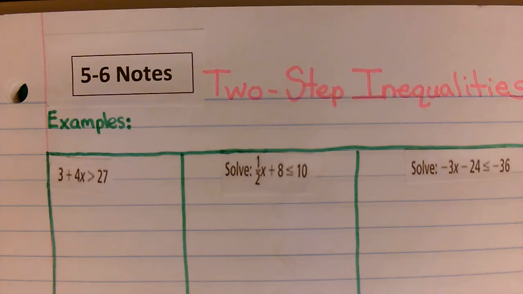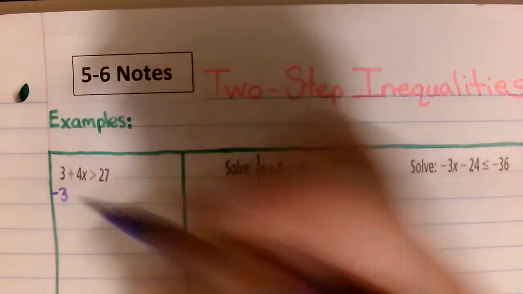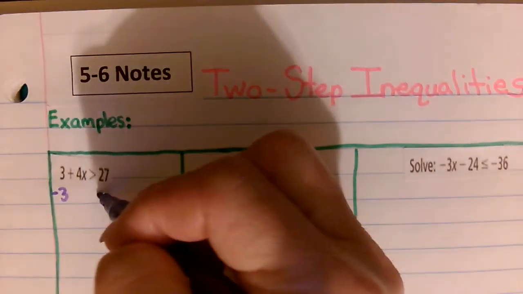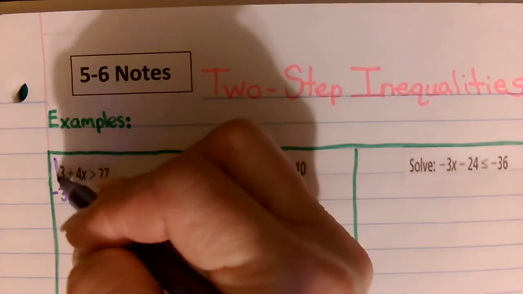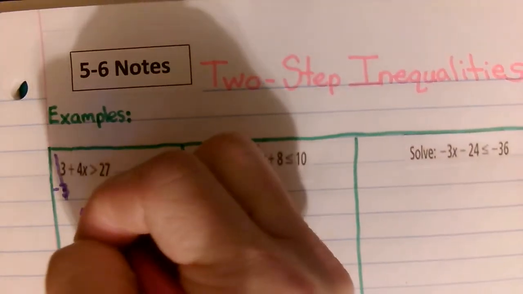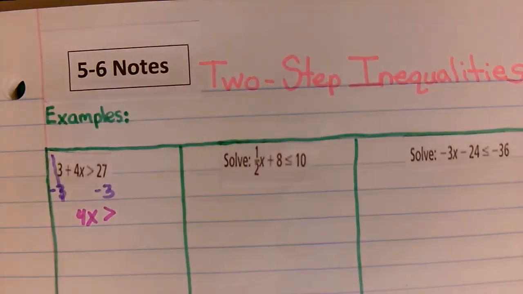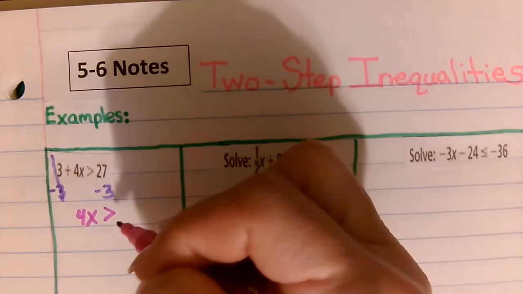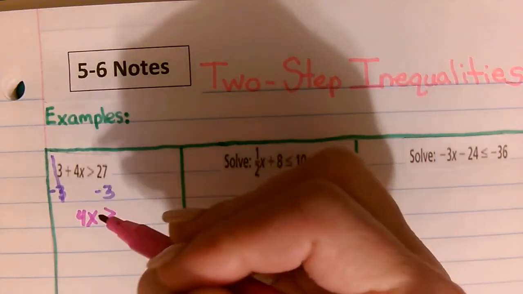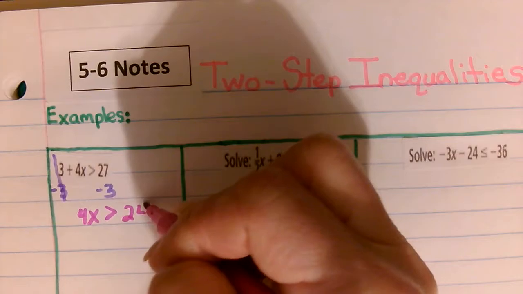So let's start with the first one. We are going to subtract 3 from each side. And we slash through these because they cancel out. You bring down your positive 4x. You bring down your greater than symbol, and then 27 minus 3 is 24.